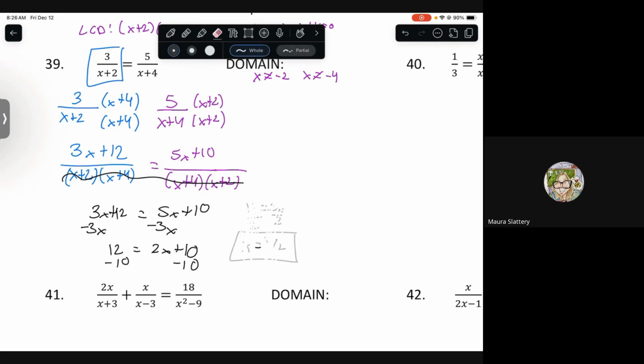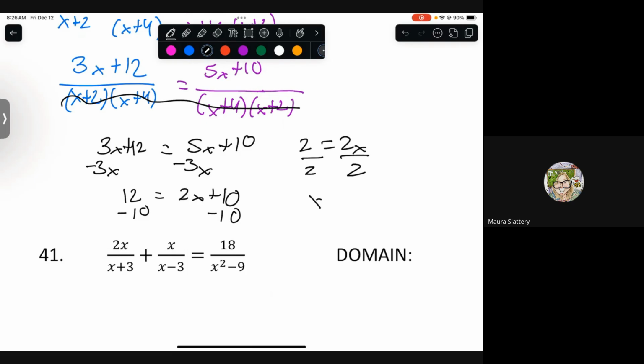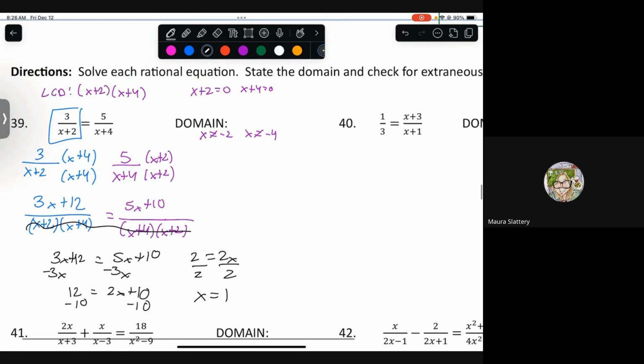Let's see. So let's go back to this. We get 2. So now we got 2 equals 2x. Is that what y'all got? All right. Thank you. I appreciate it. 2 equals 2x. I divide by 2, and I get that x equals 1, which is also still good. So that is our answer there.